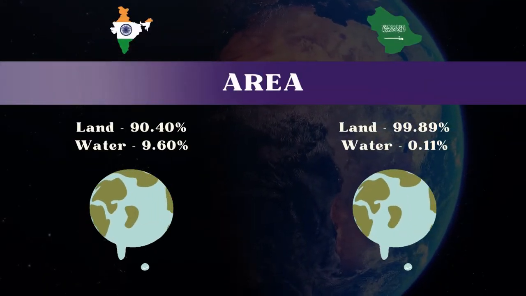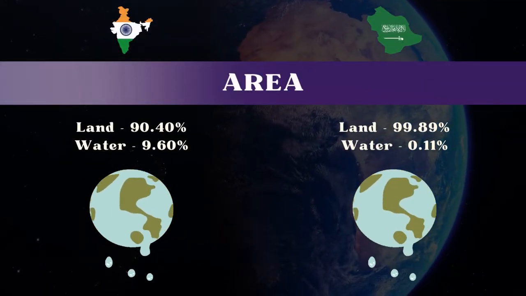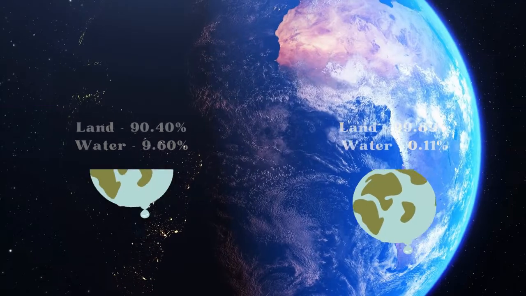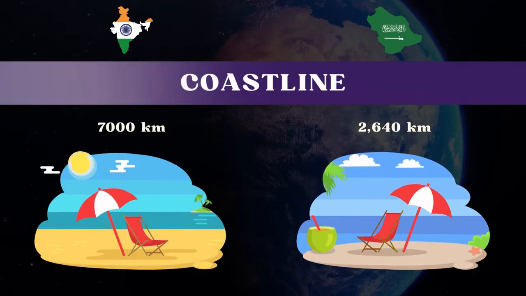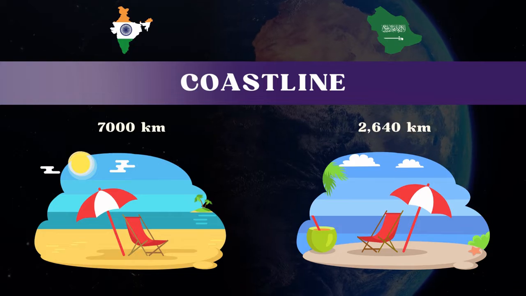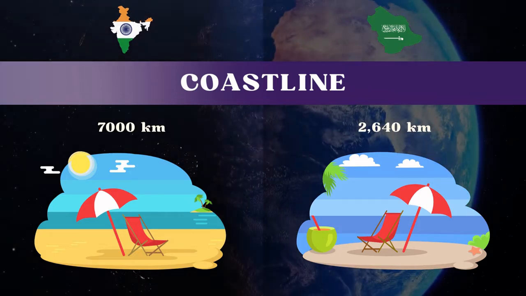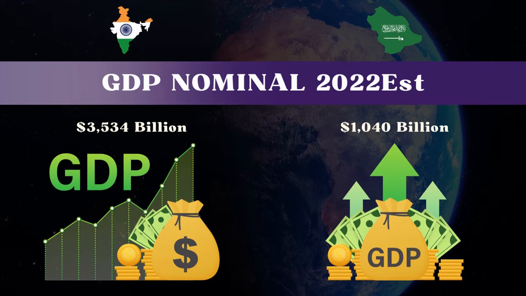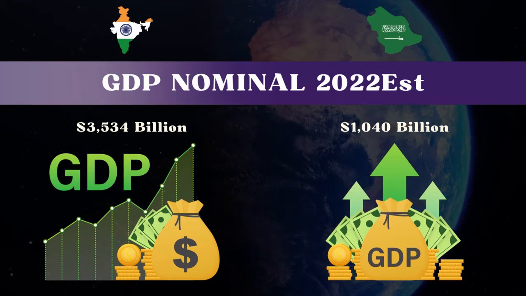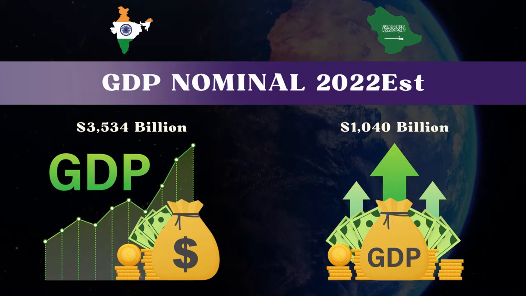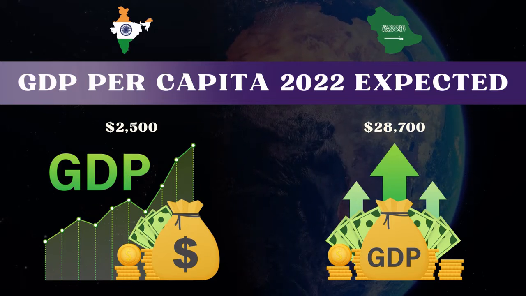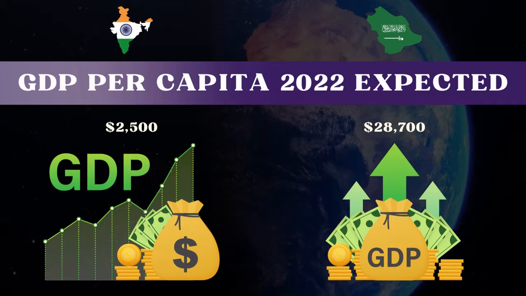Let's look at how much land area and how much water area these two countries have. India has 7,000 kilometers of coastline and Saudi Arabia has 2,640 kilometers. GDP nominal of India is $3,534 billion and $1,040 billion in Saudi Arabia. GDP per capita of India is $2,500 and $28,700 in Saudi Arabia.